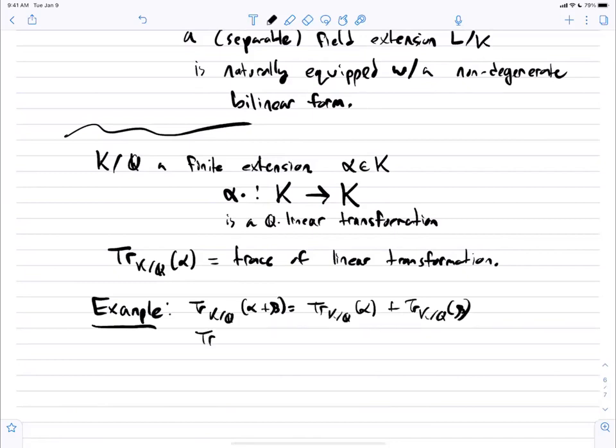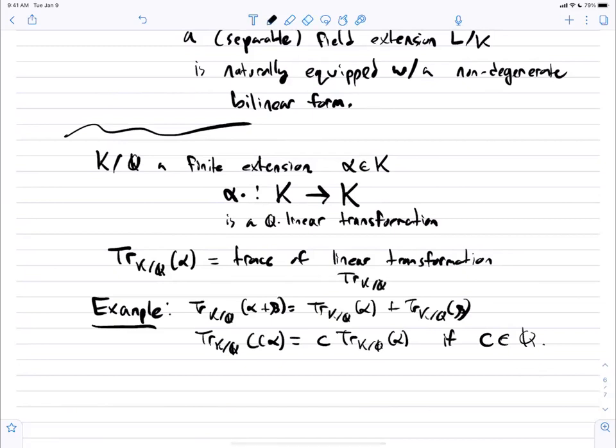And then it also multiplies. So trace K over Q of C times alpha is equal to C times trace K over Q of alpha, if C is in Q. So if C is in the base field. This wouldn't make sense otherwise, because the trace is a map.